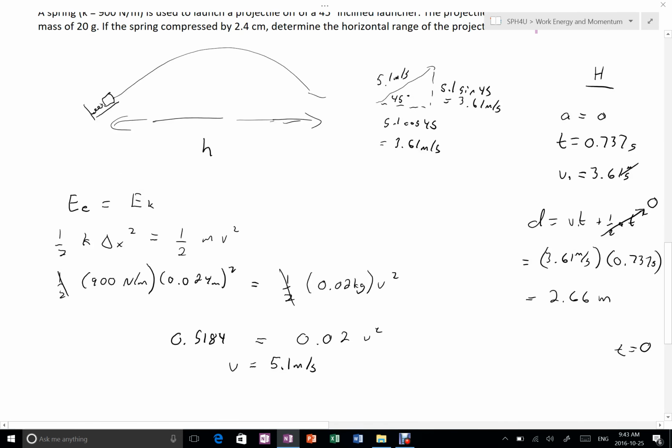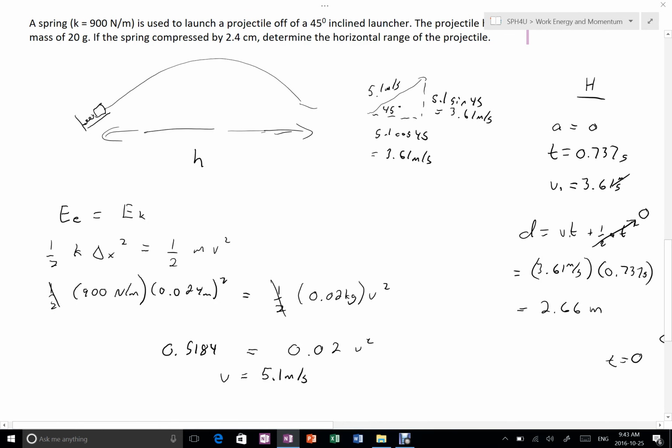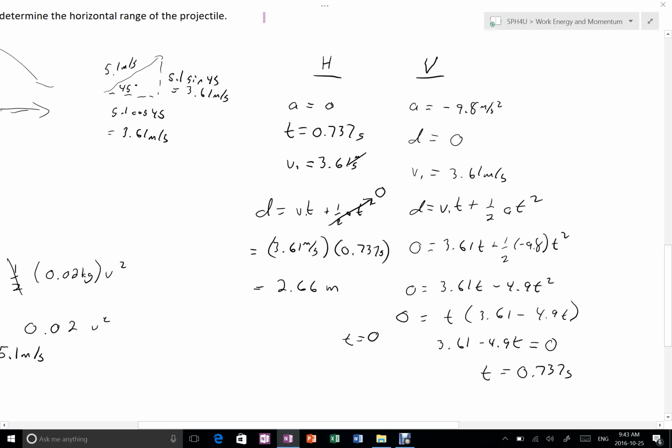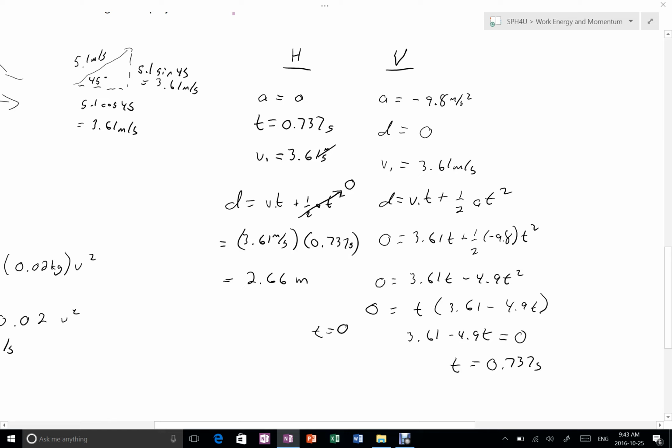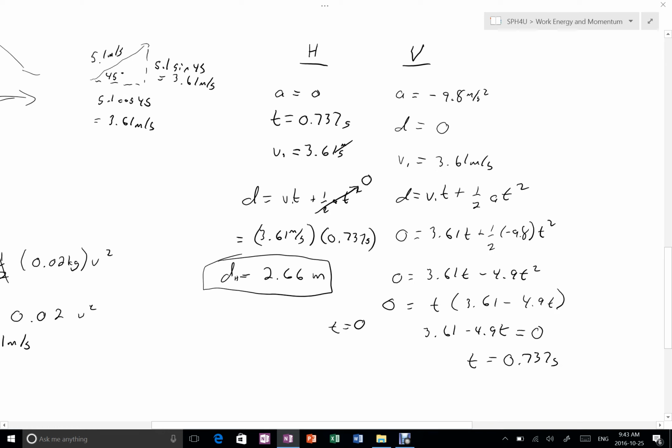But the point is I can use elastic potential energy to find an initial speed, assuming it gets converted to kinetic energy, and then do something like a projectile problem after that. So this is my horizontal range, 2.66 meters.